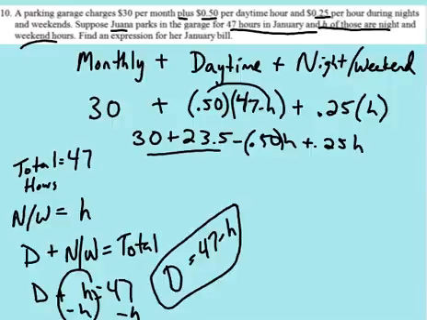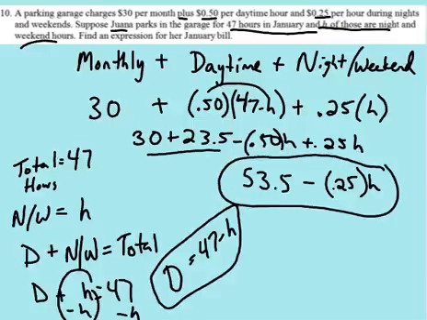Good news, I can combine like terms. 30 plus 23.5 is 53.5, minus 50 cents plus a quarter, or negative 50 plus a quarter, is going to be minus 0.25H. So my bill at the most is $53.50, but if I have a bunch of night and weekend hours, then it's a lot cheaper.